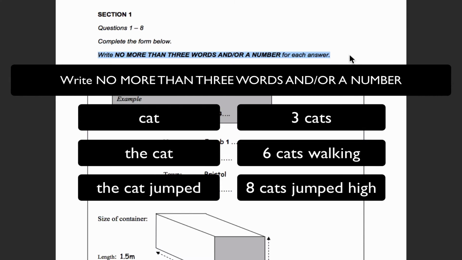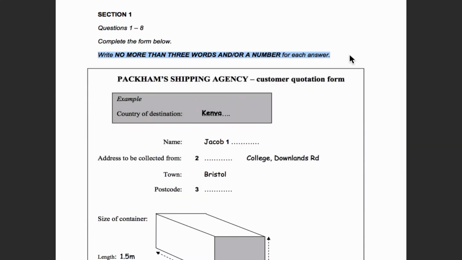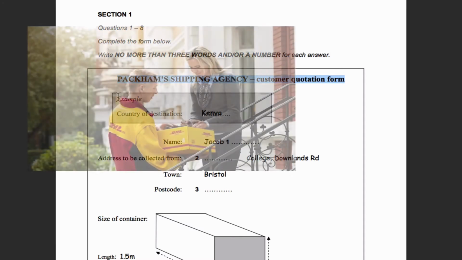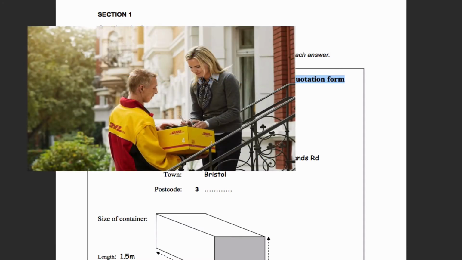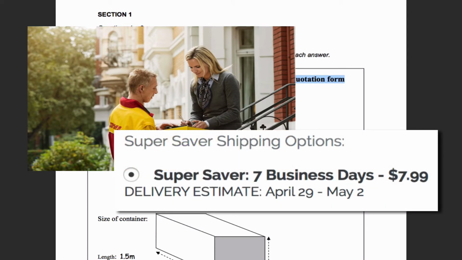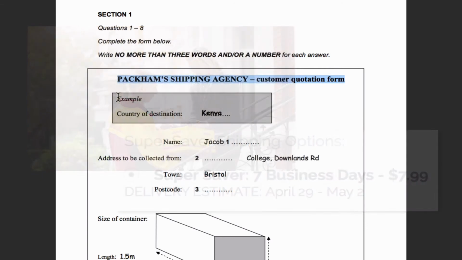So let's have a look at what they want in this exercise. So in this listening, our form is from Packham's shipping agency, and it's a customer quotation form. A shipping agency is a company that delivers packets, parcels or post, like DHL or UPS. A quotation form is like an offer. They're giving you an estimate how much they think your packet or parcel is going to cost to send abroad.